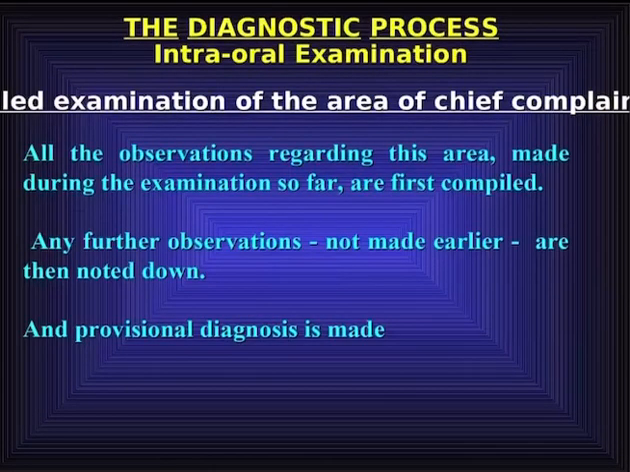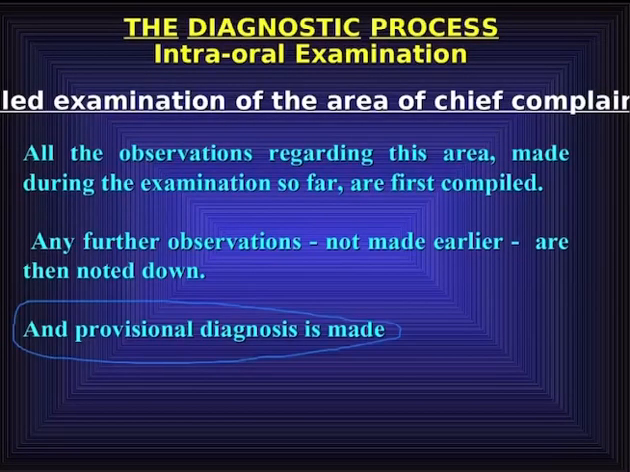So once you do that, you need to combine all the areas of examination. Whatever examination you have done, observations, all this, you have to compile. You have to gather all the information you have, and then you do the provisional diagnosis. So you have the history, what is the complaint, what is the problem, and what is the general health of the patient, and if there is any abnormality extraorally or intraorally, you did that examination also.